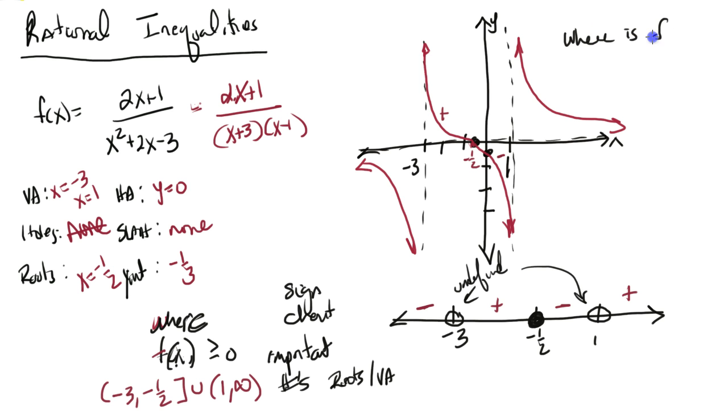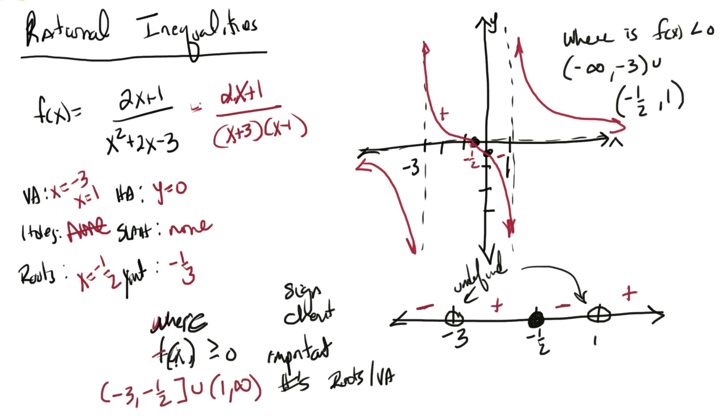Let's change the question. Where is f of x less than 0? Less than 0 means the negatives. So it would be negative infinity to negative 3, and negative 3 is open. And negative a half up to 1, and 1 is open. On the number line, negative a half is a root so it's closed, except the inequality says less than, therefore I have to make it open. So this will be a rational inequality.